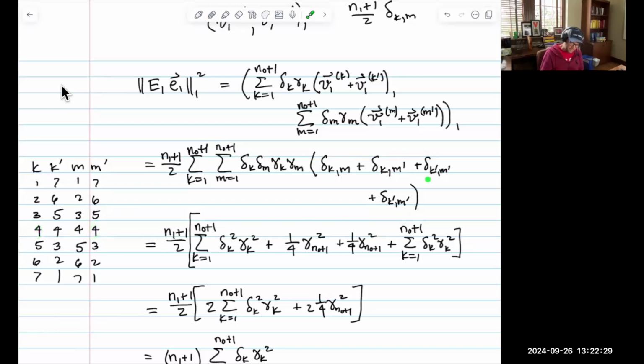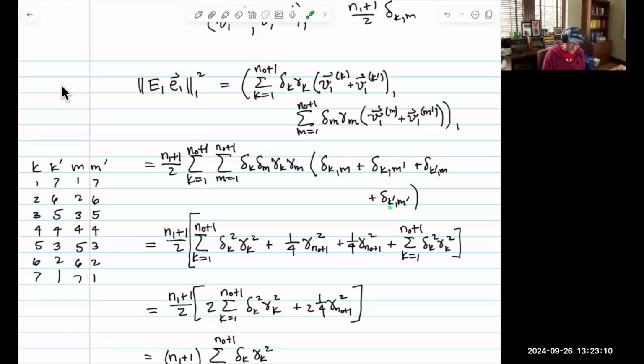The same is true for this one. This is a typo here. That should be no prime on that one. So I had a prime there. The prime shouldn't be there. K prime and M. Well, remember I'm counting K from 1 to N0 plus 1. So K prime in that case is going to be 7 down to 4. And M is going to be 1 up to 4. The only place they can equal is whenever K prime and M are equal to 4, or in general, whenever they're equal to N0 plus 1. So I'll take care of those two momentarily.